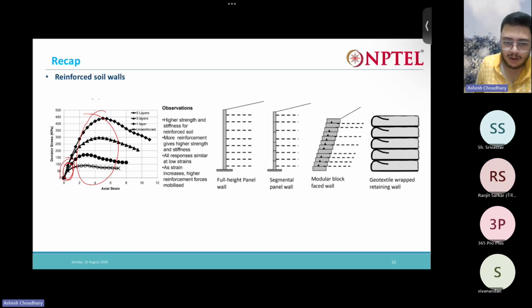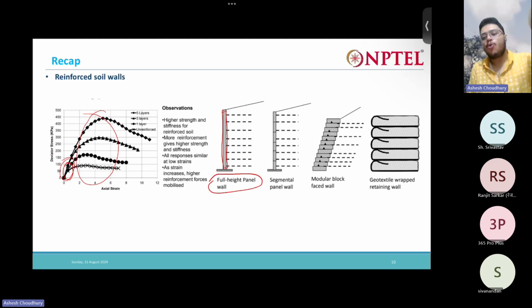Okay, so I was mentioning there are different types of facings that we can have. So one is the full height panel, the rigid full height panel. This is one whole complete panel, which does not have any breaks in between. To that panel we have the reinforcements attached. Then we have the segmental panel walls.